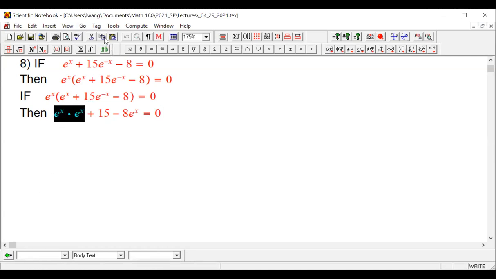E to the power x. Over here, I'm going to put a note. E to the power x multiplied by e to the power x is e to the power of x plus x, so you can write it as e to the power of 2x. You can also write it as e to the power of x times 2. This is not often written down.